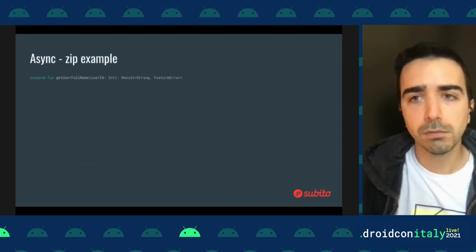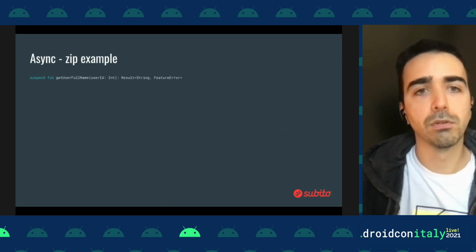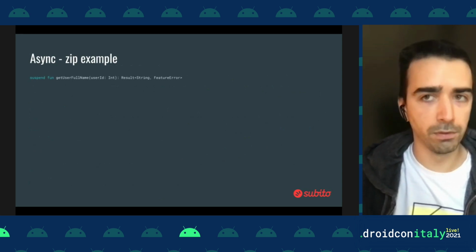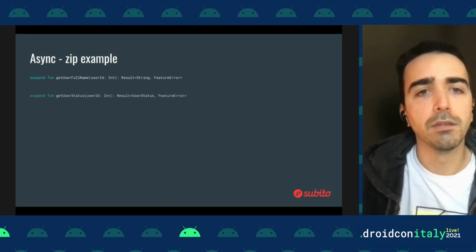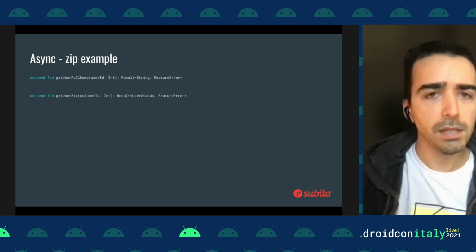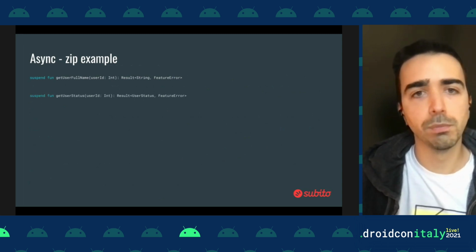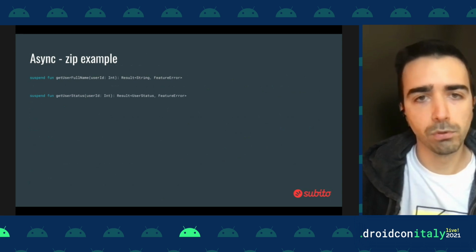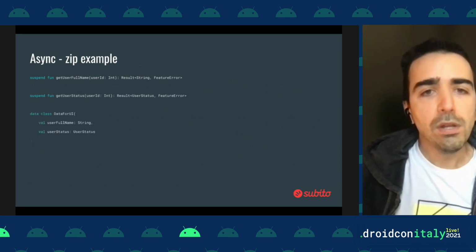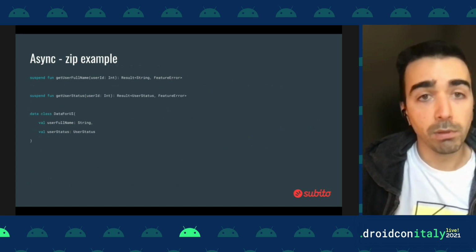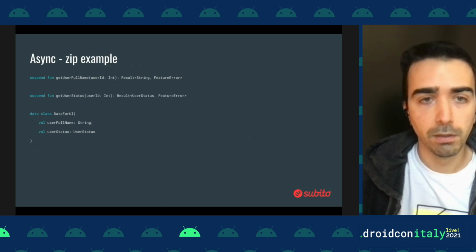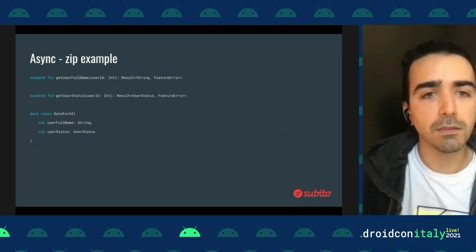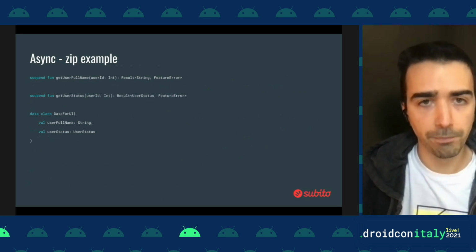Suppose that we have a method that, given a user ID, returns its name, or a failure, or an error, because that could fail. Another method again gets a user ID and returns a user status, because the user could be a paid one, a free one, whatever you like, up to your domain. We know that these computations are independent because there is no connection between them. What we need from the UI is an aggregate of the data of both of them.